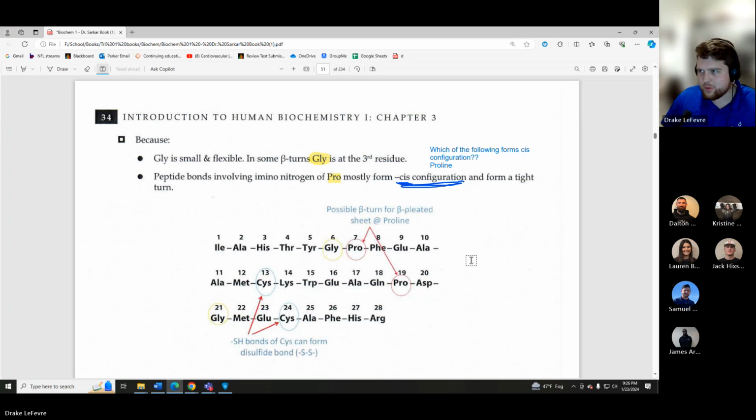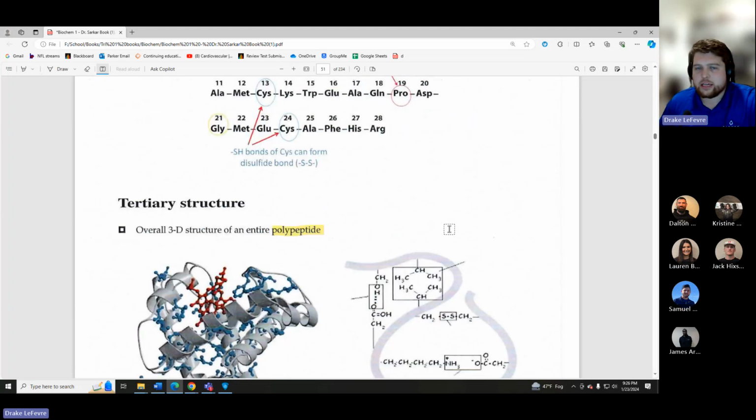Covalent. Correct. Covalent, aka a peptide bond. You can see either on the test.